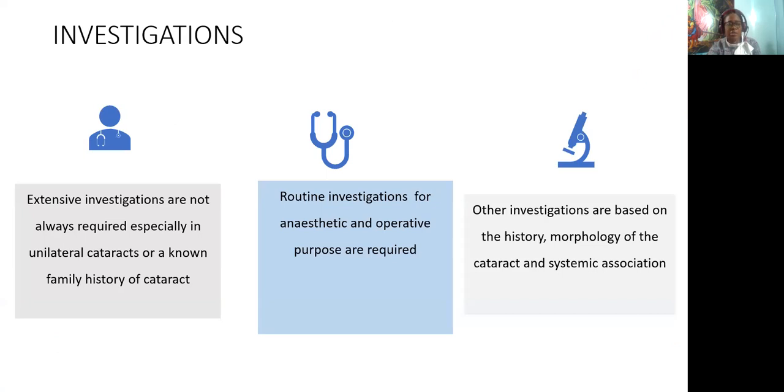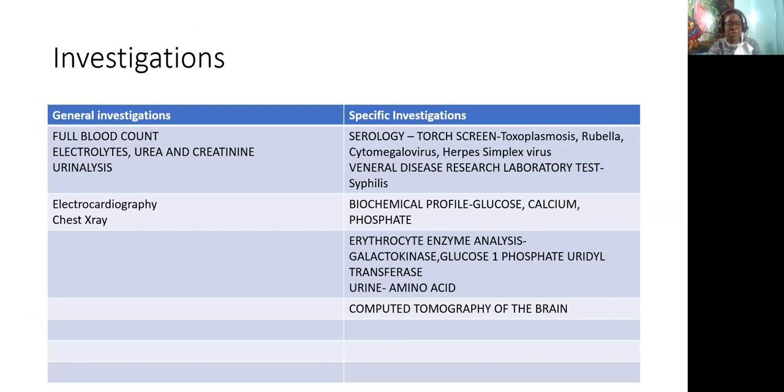Extensive investigations are not always required, especially in unilateral cataract or a known family history of cataract. Routine investigations for anesthetic and operative purposes are required. Other investigations are based on the history, the morphology of the cataract, and systemic association. For general investigations, we want to check the full blood counts to be sure the child is not having any underlying infection or anemia. We look at the electrolytes, urea, and creatinine to determine the renal function of the patient. We check the urinalysis for sugar. We can order for electrocardiography or chest X-ray.